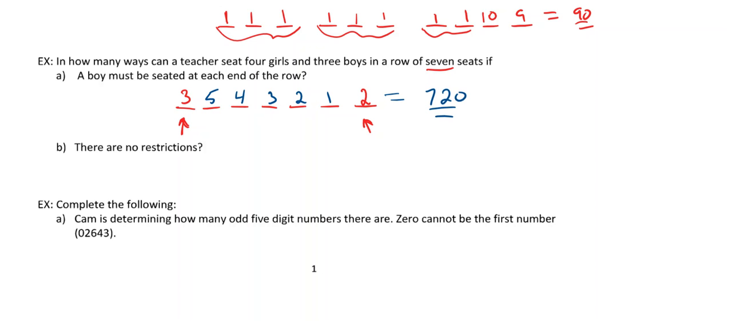Okay, now next one, it says there are no restrictions. So for this one, we'll just write out our blanks again. No restrictions just means I don't care who's boys, I don't care who's girls. We have 7 people, right? So in the end, there's 7 for the first spot, and then 6 for the next, and then 5, 4, 3, 2, and 1. And that's it. So that one's even easier, right? That one's 5,040 possibilities.